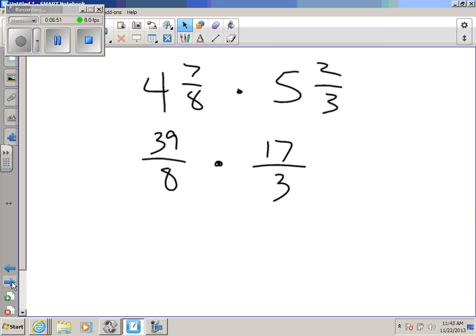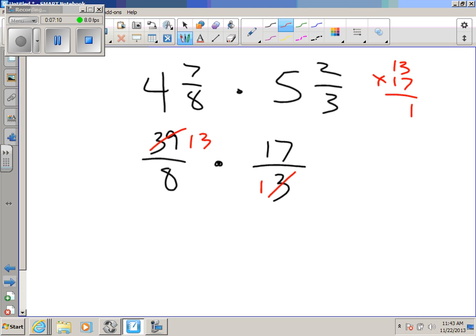Okay. Diagonally between a 39 and a 3, 3. Okay. So 17 and 8, really nothing. So I'm going to be stuck doing 13 times 17, which is 221 over 8.